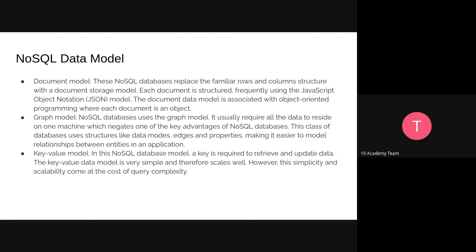So instead of using the normal rows and columns that we are accustomed to, in the document model we use the document structure, and it is associated with object-oriented programming where each document is referred to as an object in the data model, okay?